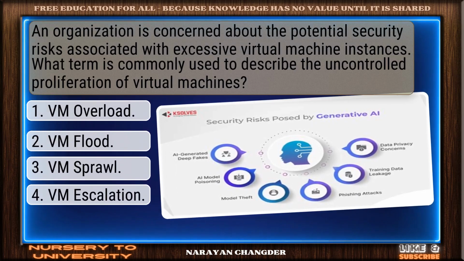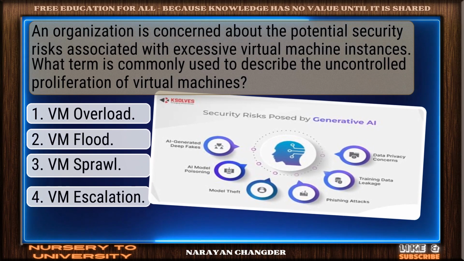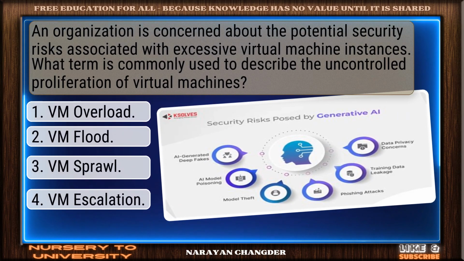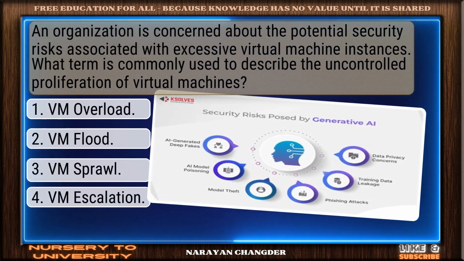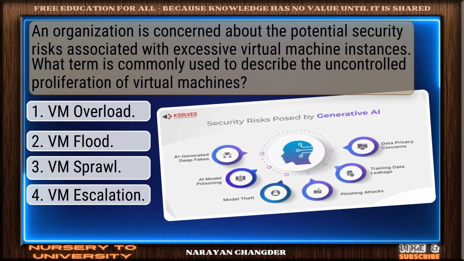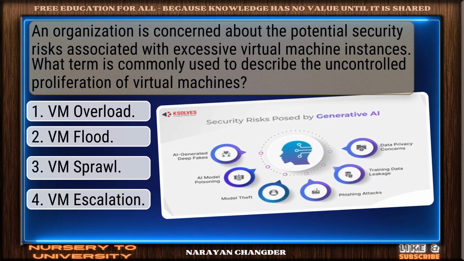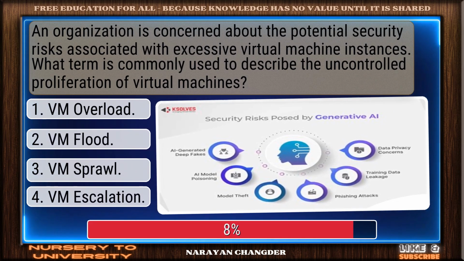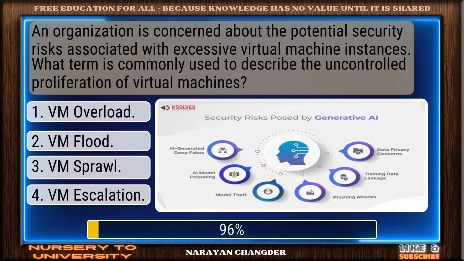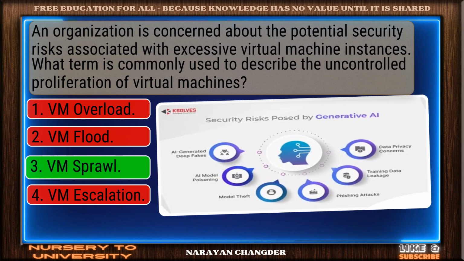Question number 5. An organization is concerned about the potential security risks associated with excessive virtual machine instances. What term is commonly used to describe the uncontrolled proliferation of virtual machines? Bravo, VM Sprawl is the answer.